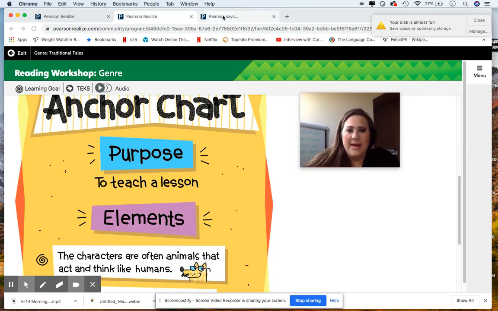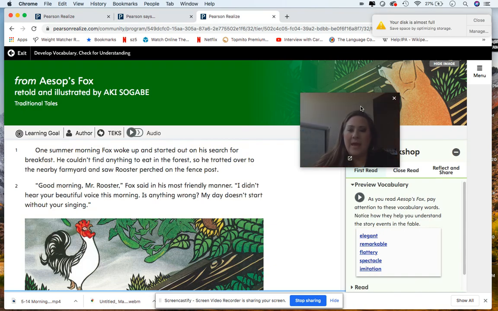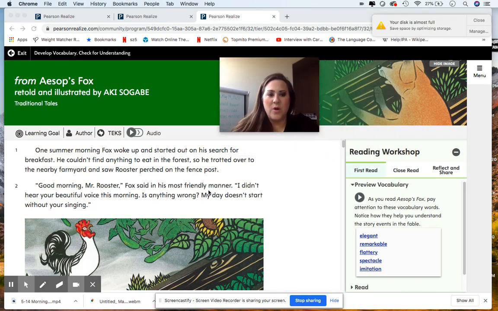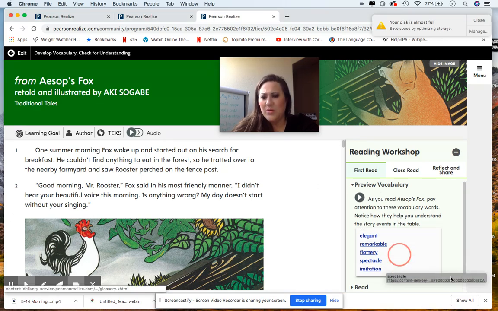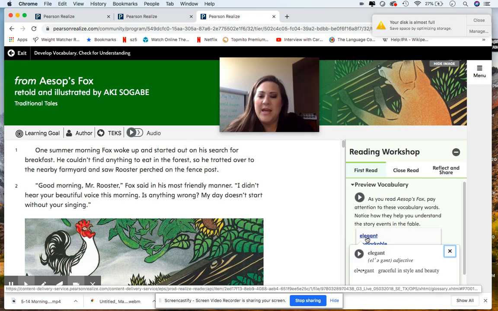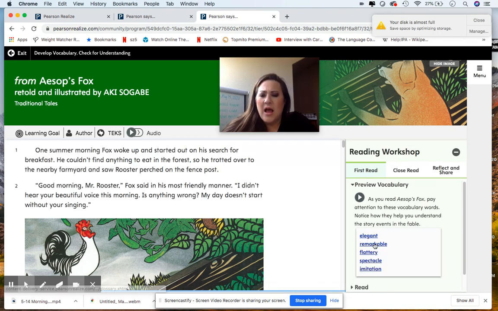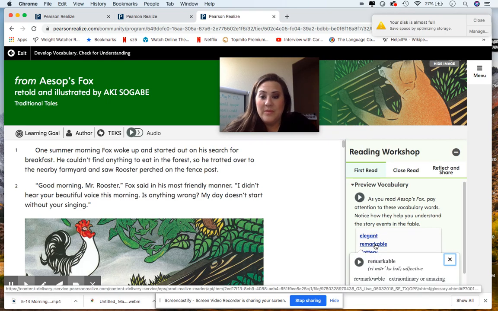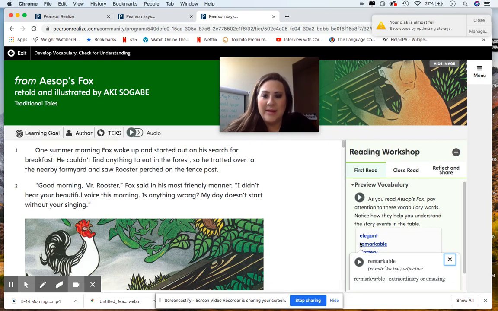So I want to go ahead and preview the vocabulary in our story for this week. If you look here to the right where I'm clicking, you can see our 5 vocabulary words. As always, look them up. If you're not sure, I will go over them briefly. We have elegant, which means graceful in style and beauty. We normally think of royalty as elegant. Our next word is remarkable, which is something that's extraordinary or amazing.